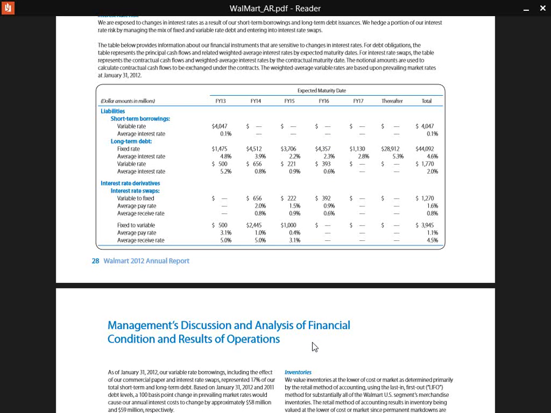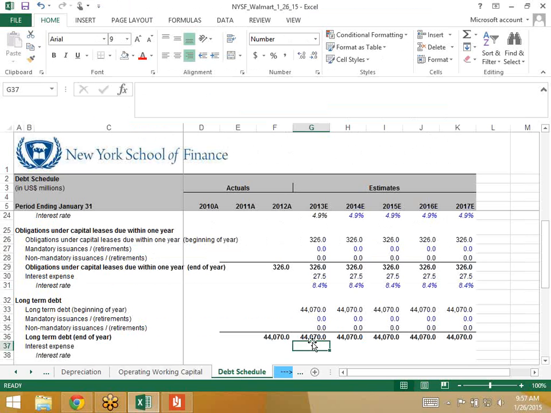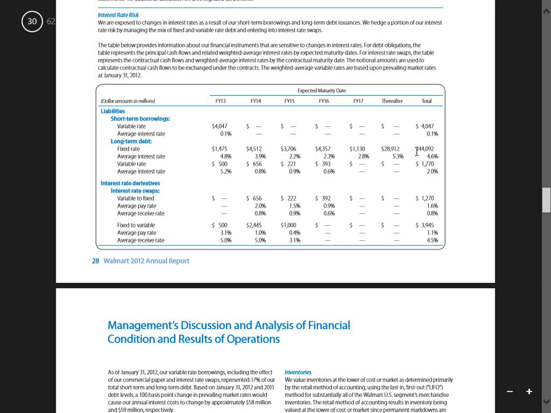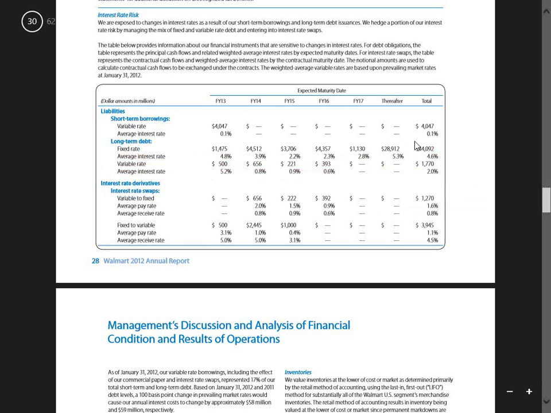I figured, well, that doesn't include the current portion. I tried all different permutations of it. If you can find out, let me know. I couldn't back into why they reported 44,070 on the balance sheet, but here it's 45,770. I tried all the obvious things, subtracting the current portion. I don't know what the difference is. So what do we do? That means you couldn't use 4.6%, because that's just the fixed portion. Anyway, 2% is just the variable portion.